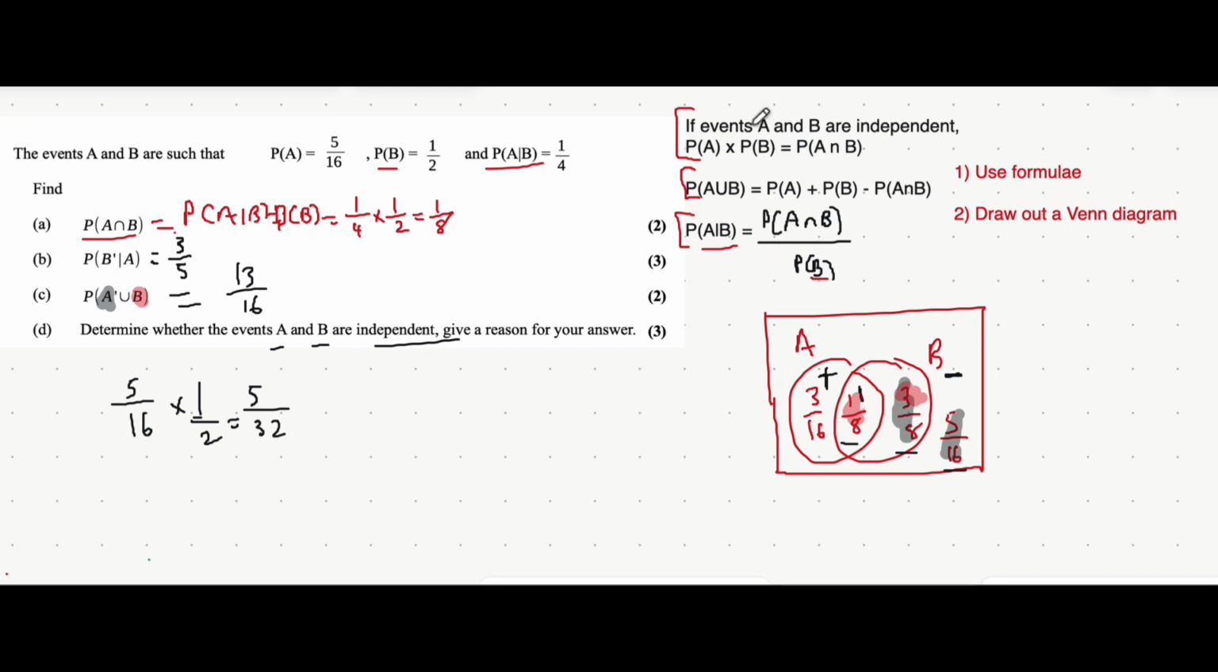The probability of A intersect B is just 1 over 8, and that's not equal to 5 over 32, because this is not simplified to 1 over 8. That shows that events A and B are not independent. So that's what you'd write as your final statement there. If you want to be a little bit extra, you can also say because probability of A times probability of B is not equal to probability of A intersect B. Hopefully that will make sense. That's how you deal with questions like this.